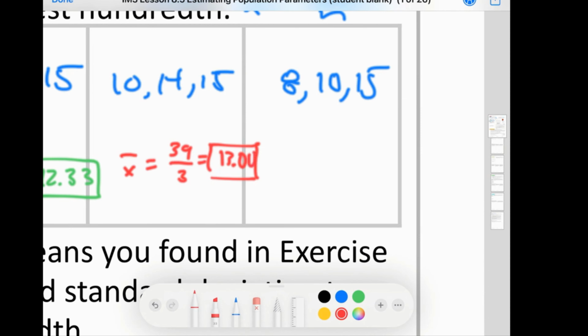And then this one you can just do on your own. You can put it in your calculator, but this one's 33 divided by 3. So this one is 11.